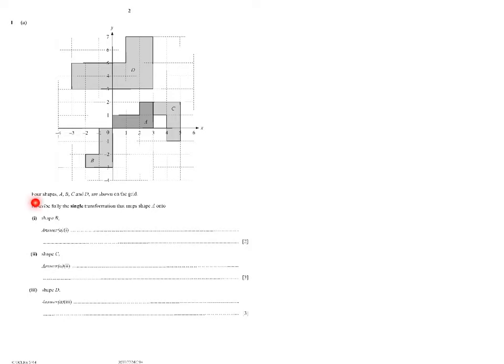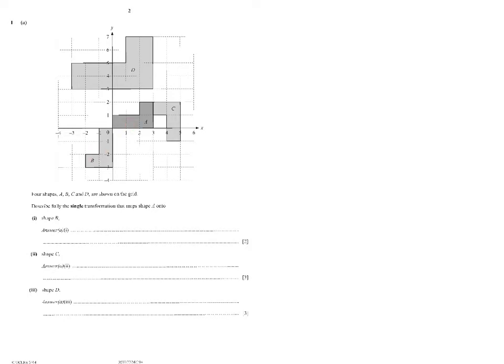Okay. For 4 shapes it says A, B, C and D are shown on the grid. D is slightly larger. Describe fully the single transformation that maps A onto, and then they say B, C or D. So 2 points, 3 points, 3 points, because you need to give all the information for each type of transformation. Okay, it's already quite a difficult question to start with, but you can do it.